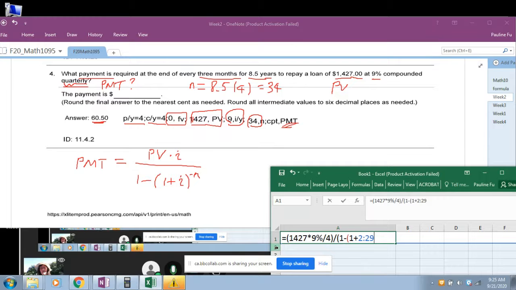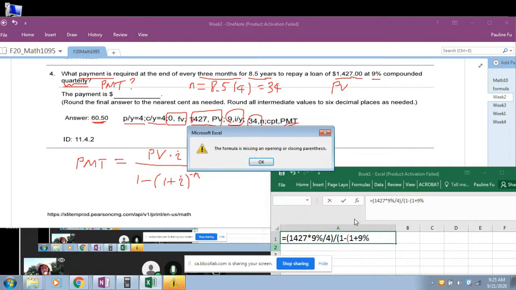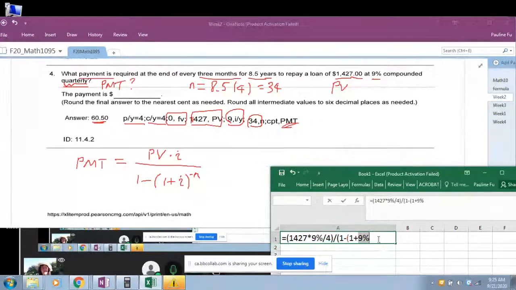plus I, 1 plus 9% divided by 4, and raised to power negative 34, closing bracket, closing bracket. So that is based on the formula. Press enter. I got $60.50.